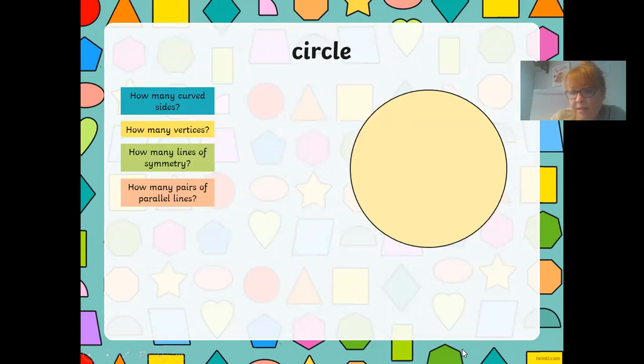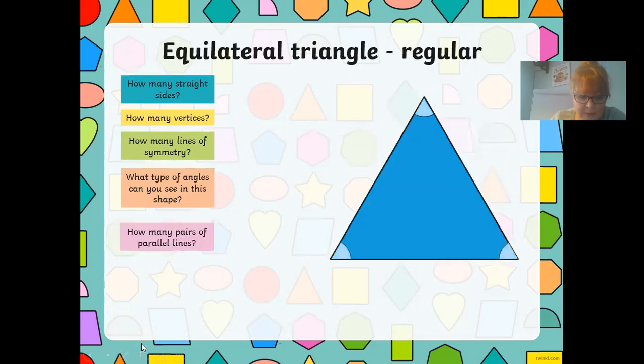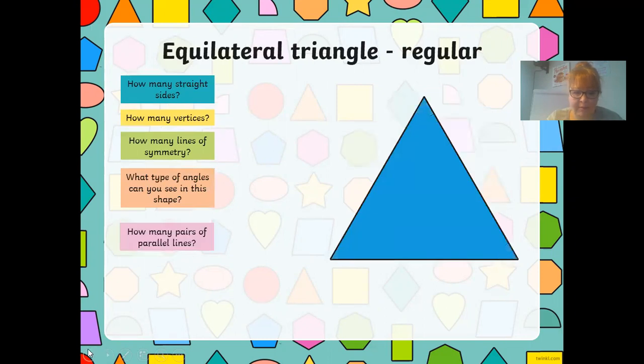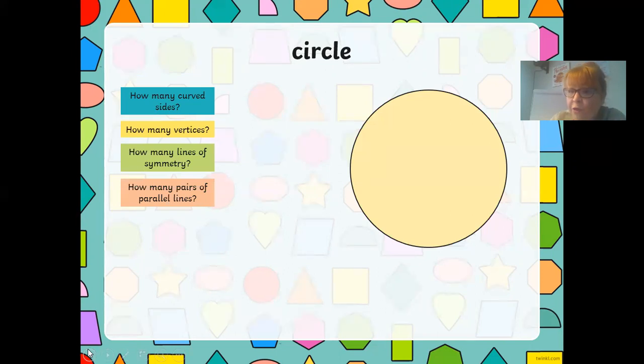So, looking at a circle then, what do you think? What could you answer? Shout them out at the video as we're going through. So it's got, let's go back, sorry. It's got one curved side and no vertices because it's got nowhere where two edges meet. It's got infinite lines of symmetry and it's got no parallel lines, okay?